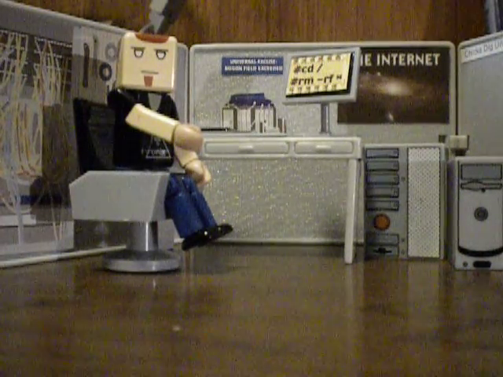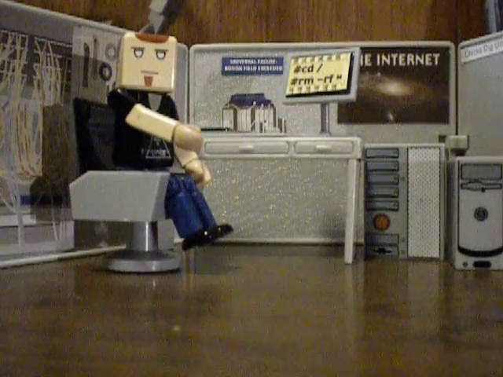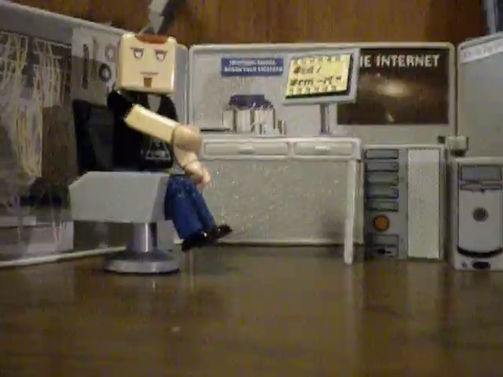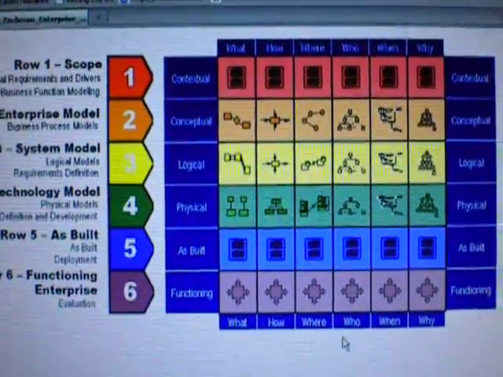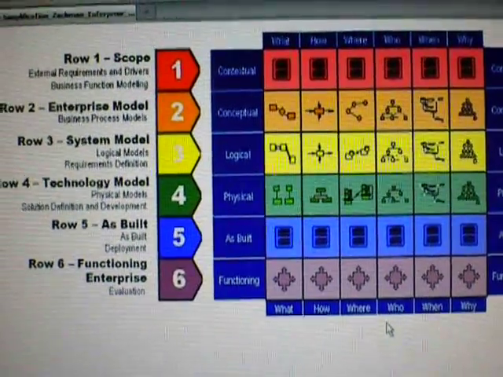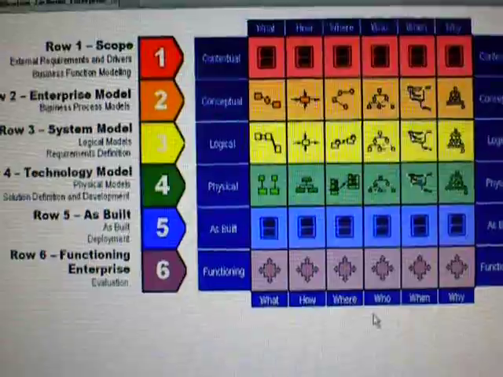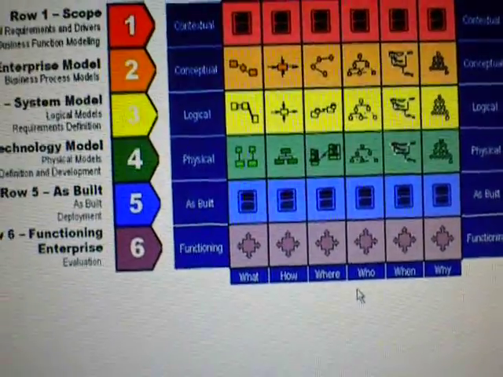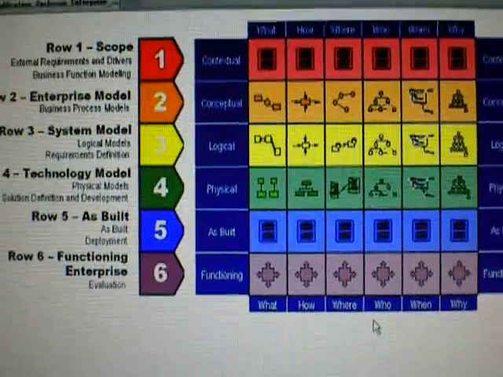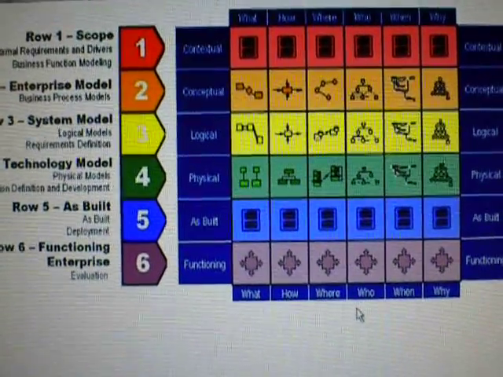of coordination of scope. To do this, a representation is coming into focus with the row 1 with the scope, the enterprise model, system model, technology model, as built or deployed, and the functioning enterprise, along with the columns of what, how, where, who, when, and why.